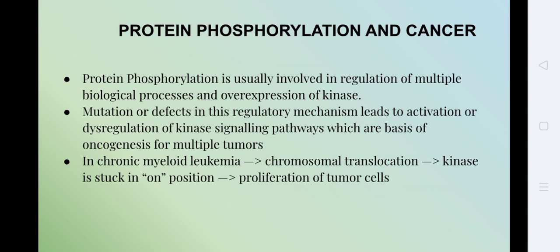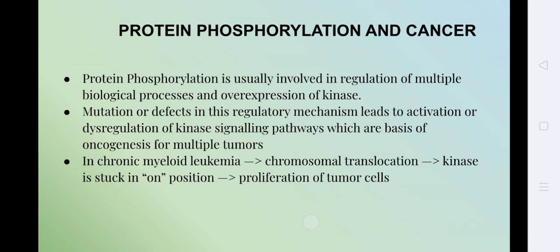For example, here is given the example of chronic myeloid leukemia, wherein there occurs chromosomal translocation. Due to this, the kinase enzyme is stuck in its active position, which will go on phosphorylating the amino acids. This will lead to the proliferation of various tumor cells. So, there are chances of increasing cancer.